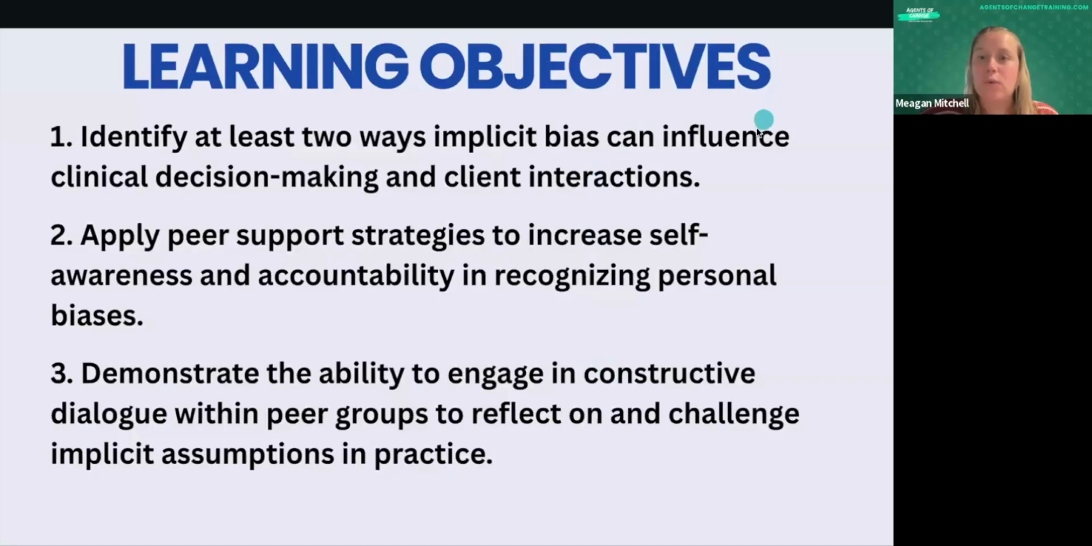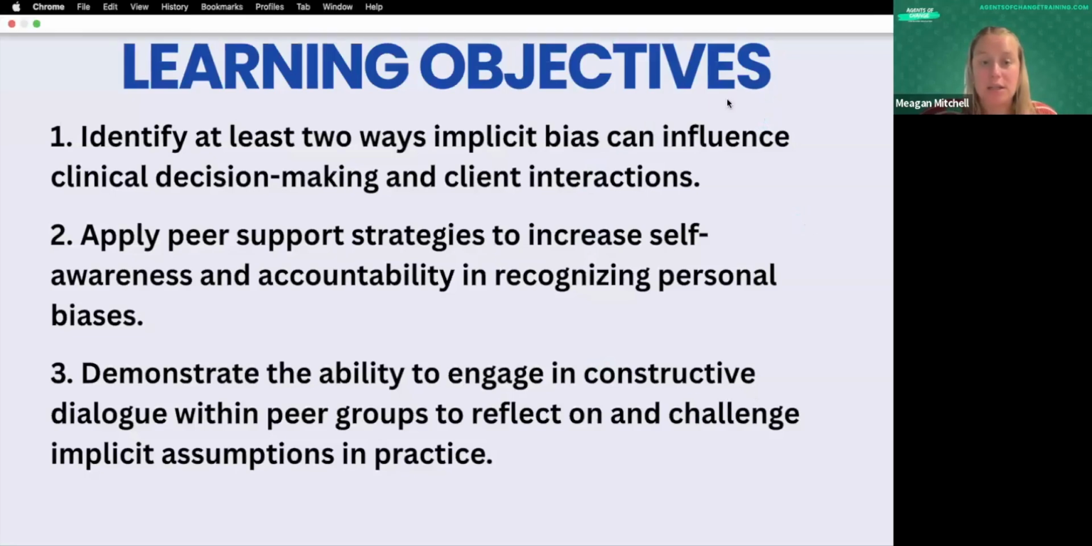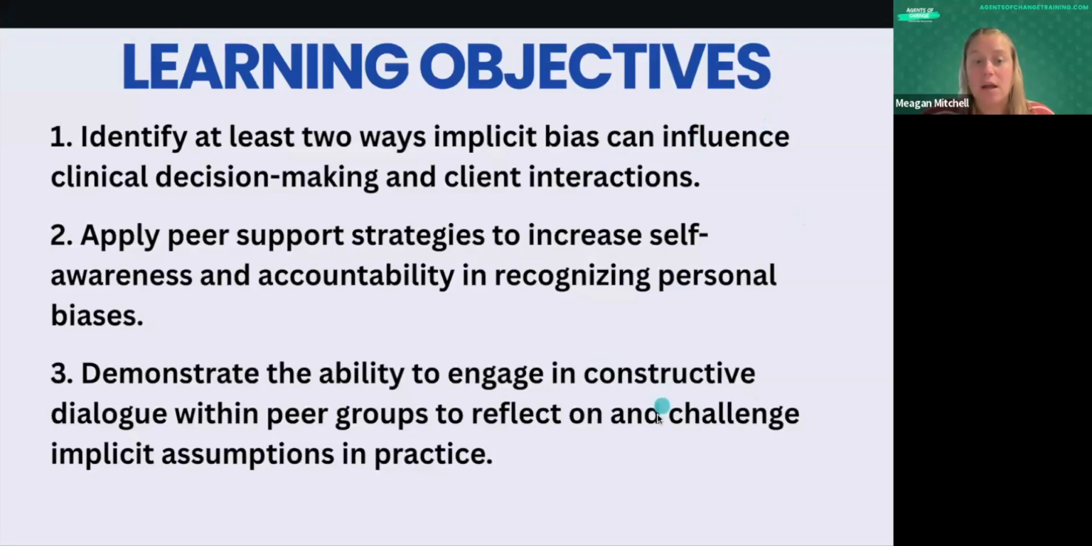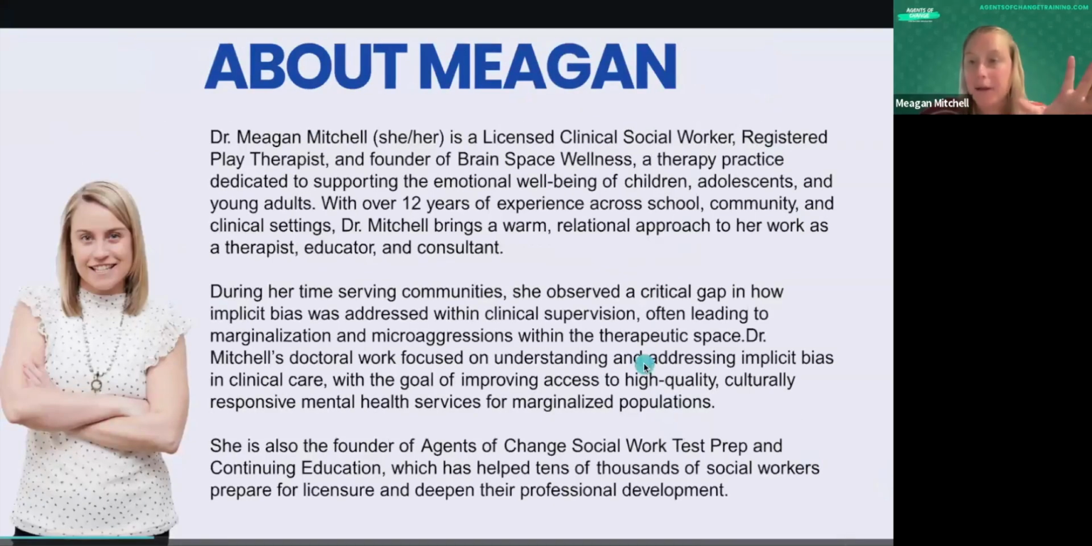Identify at least 2 ways implicit bias can influence clinical decision-making and client interactions. Apply peer support strategies to increase self-awareness and accountability in recognizing personal biases. And then the third is to demonstrate the ability to engage in constructive dialogue with peer groups to reflect on and challenge implicit assumptions in practice.